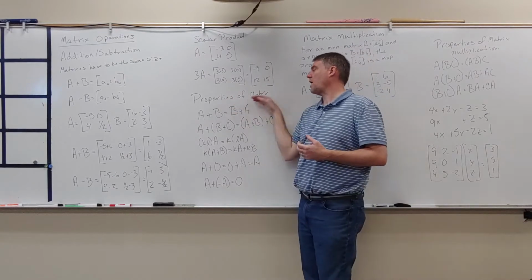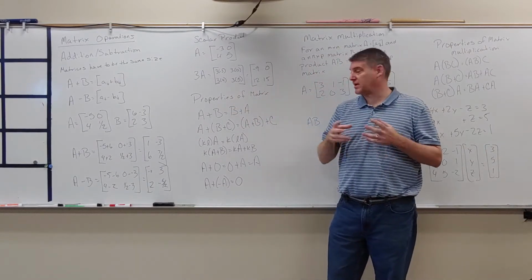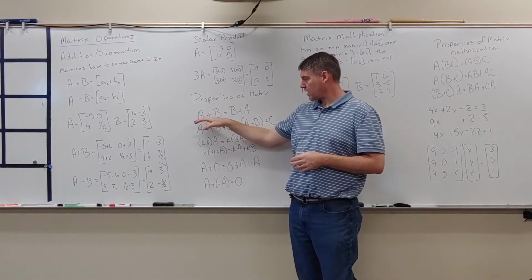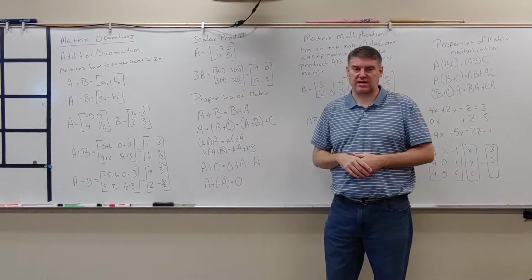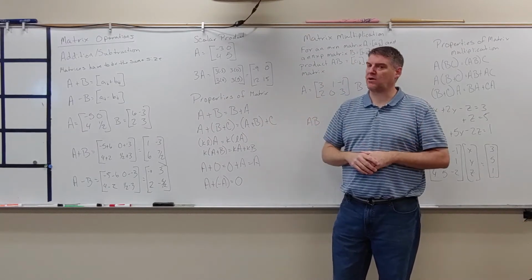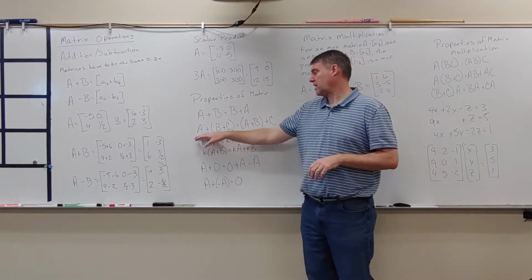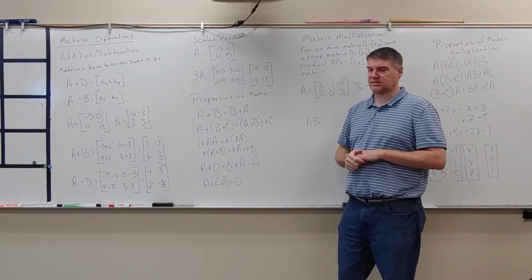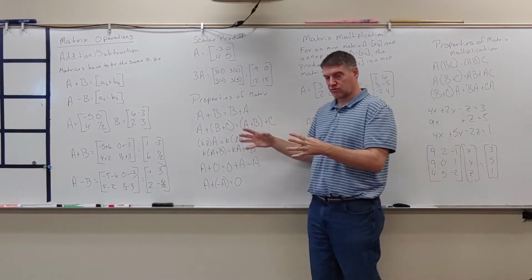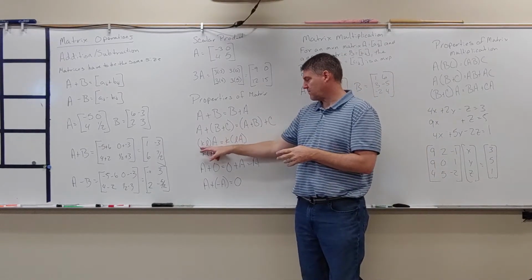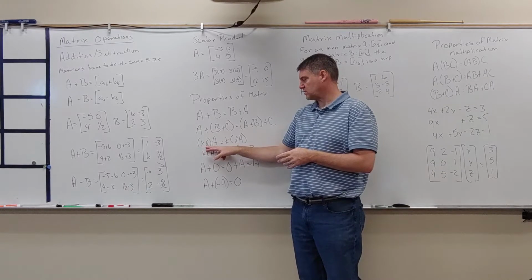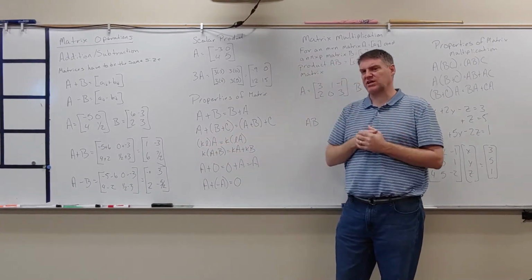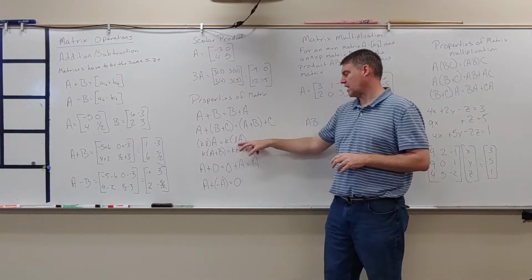Okay? So properties of matrix addition and scalar multiplication. A plus B is going to be B plus A. So in addition, I don't care about order. A plus the quantity B plus C equals the quantity A plus B plus C. So I can group them differently. If I have scalar K times scalar L, I'm going to multiply those together times A. I can actually do it in any order I want. K times the quantity LA.